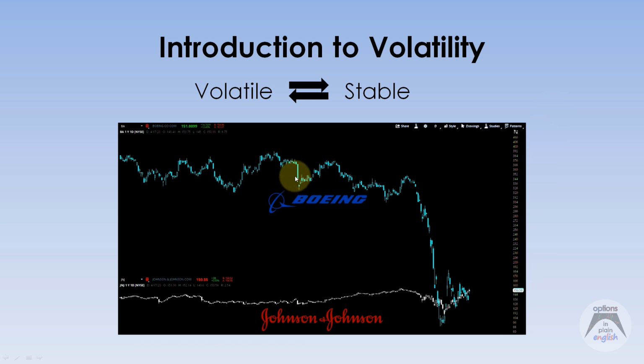So right away, remember, these are the same scales, both for time and for price. So we can see that Boeing has been changing much more even before this big drop. It changes much more than Johnson & Johnson. Johnson & Johnson is remarkably stable.